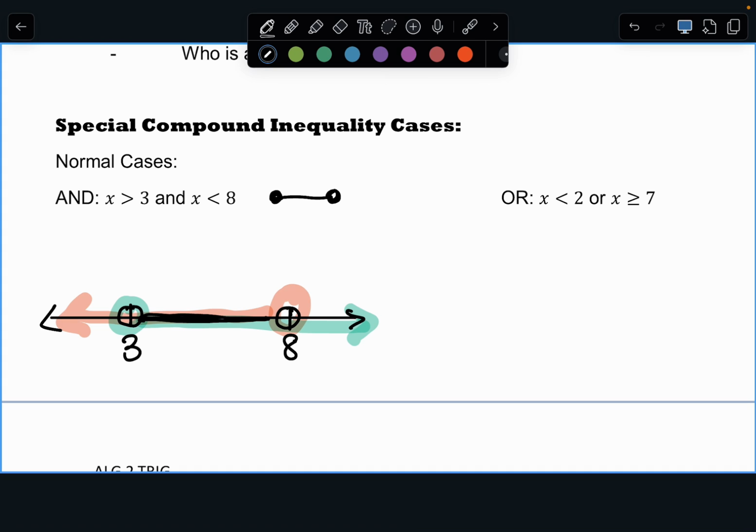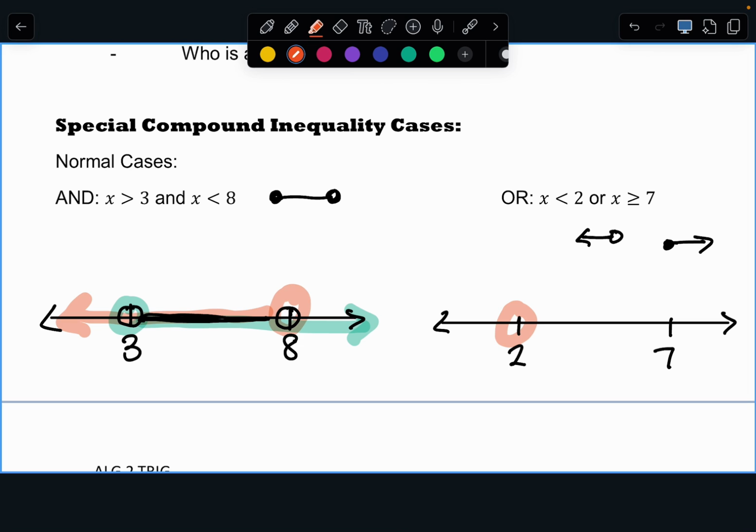Does anyone remember what in general an OR graph looked like? Can you show me with your hands what an OR looked like? Yeah, arrows going both ways. In general, it would look something like this. Let's do an example again. Here's my number line. Here's 2. Here's 7. If we look at x is less than 2, open or closed circle? Open. To the left or to the right? Left.